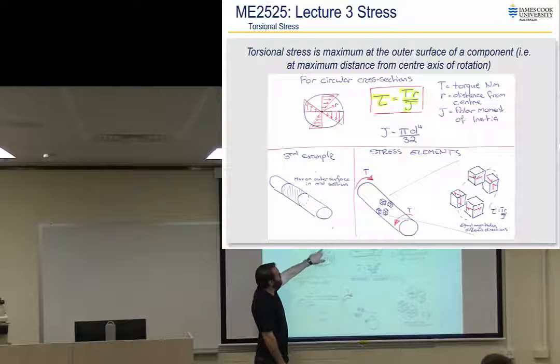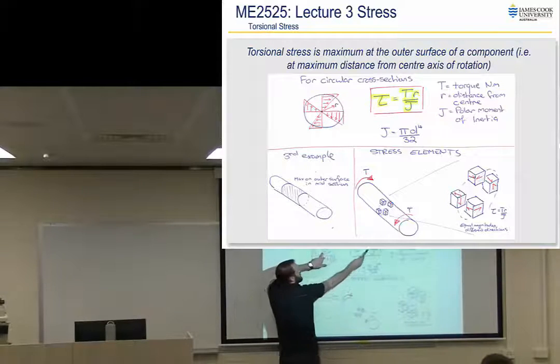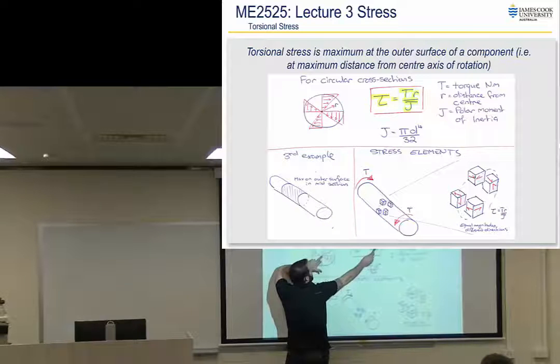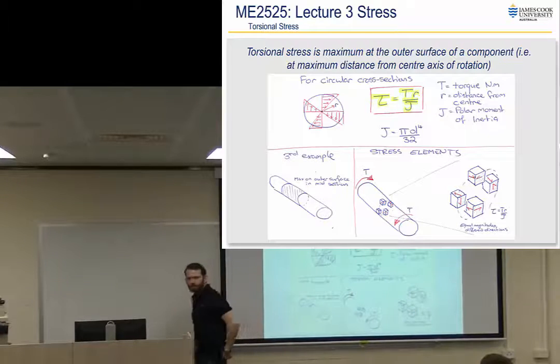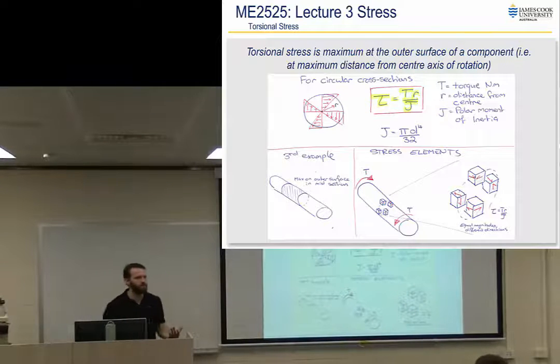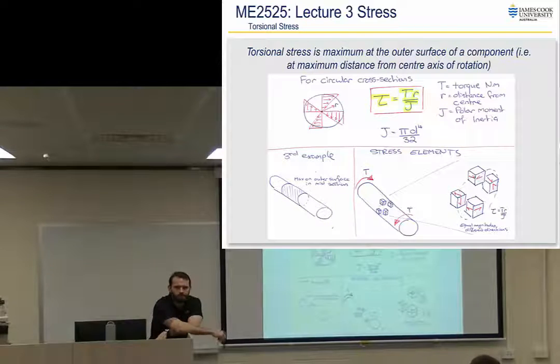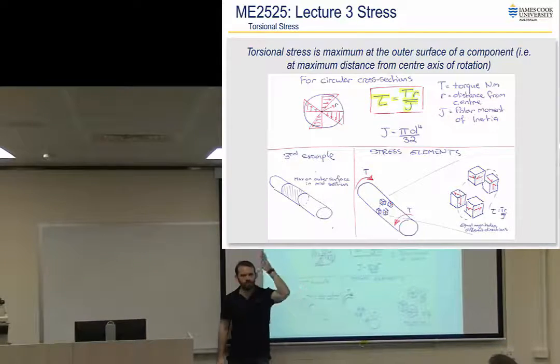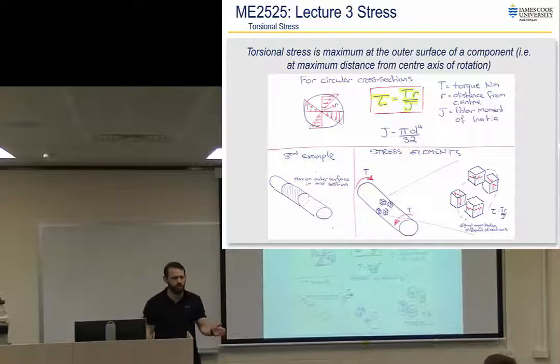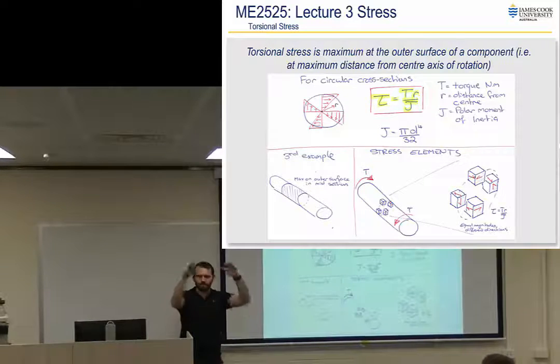And as I go up like this, R increases linearly, and so the torsional stress increases linearly based on this equation. And where does the maximum torsional stress occur? Yeah, at the maximum value of R, which happens to be, for a circular cross-section, at the outside surface. All right? So if I was interested in the most critical stress element for torsion, I would choose something on the outer edges.